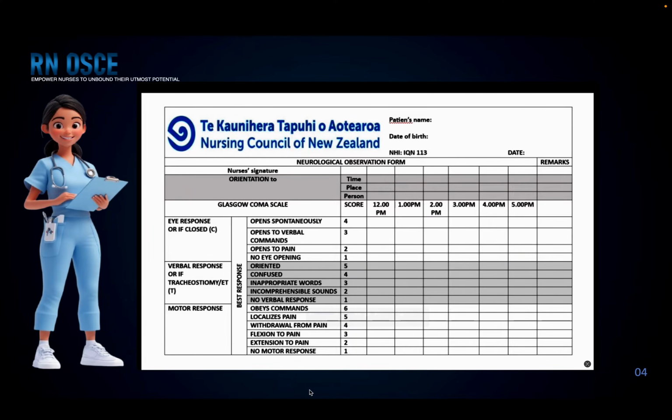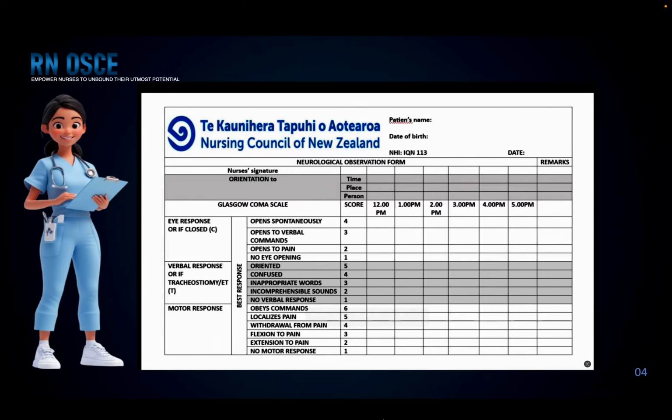While entering the room, on the table, you will find a folder containing the observation chart. Check it carefully for the specific instructions provided. These may require you to mark the score, place a dot, or tick the appropriate boxes. Begin by marking the orientation section first. Then proceed to record the Glasgow coma score, followed by the muscle power grading.